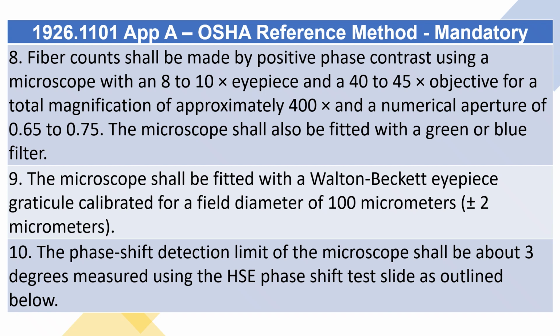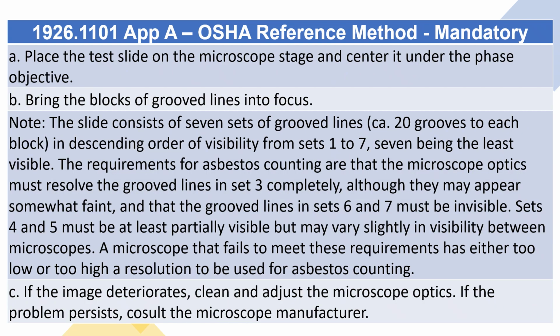10. The phase shift detection limit of the microscope shall be about 3 degrees measured using the HSE phase shift test slide as outlined below. A. Place the test slide on the microscope stage and center it under the phase objective. B. Bring the blocks of groove lines into focus. Note, the slide consists of 7 sets of groove lines, ca. 20 grooves to each block, in descending order of visibility from sets 1 to 7, 7 being the least visible.